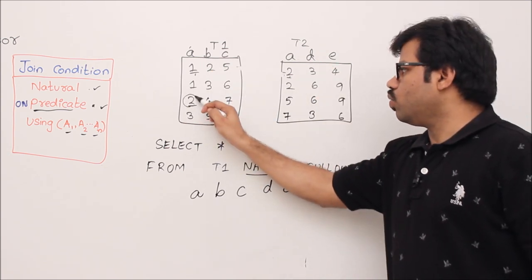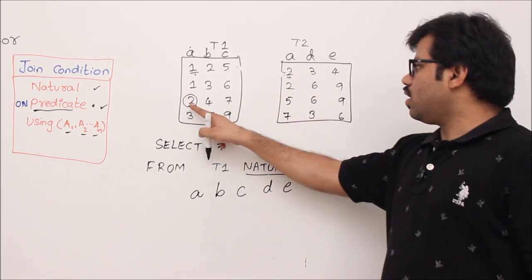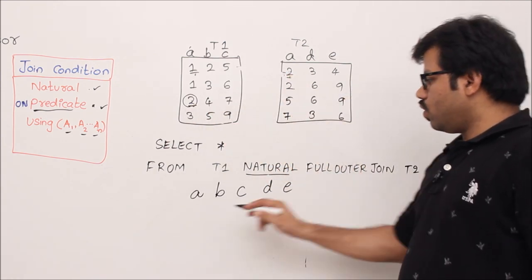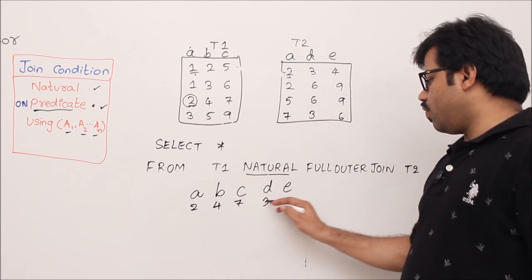Example, here you see 2. This 2 matches with this 2, then this combination will be printed. What is that? 2, 4, 7, 2, 3, 4. 2, 4, 7. Of course 2 is already printed. 3, 4.